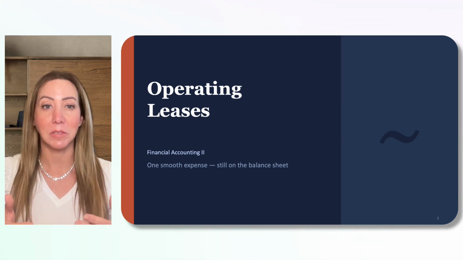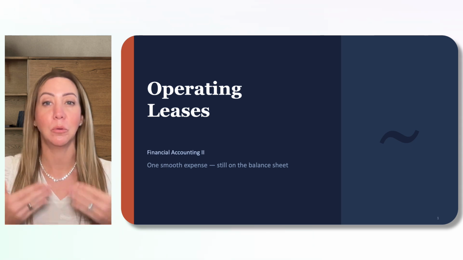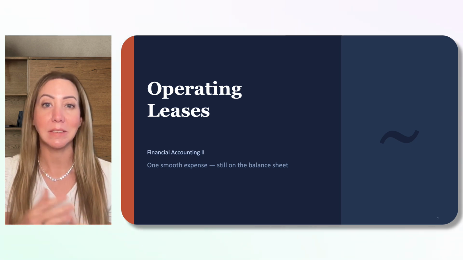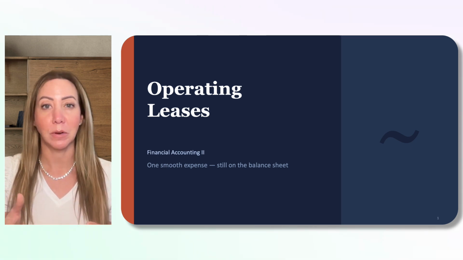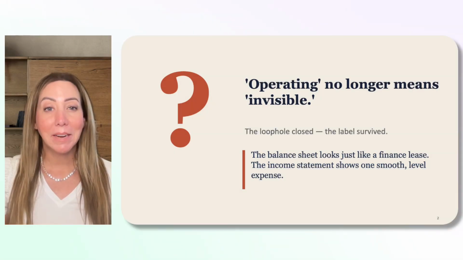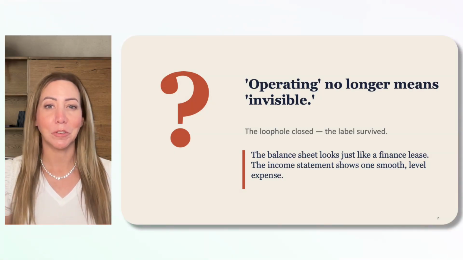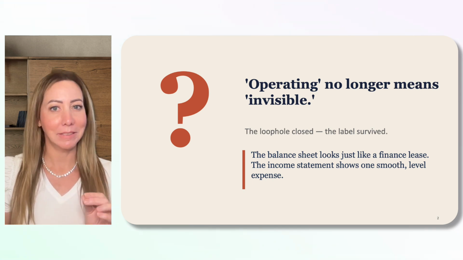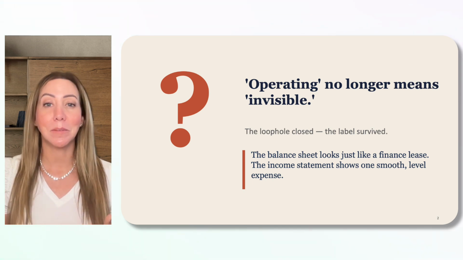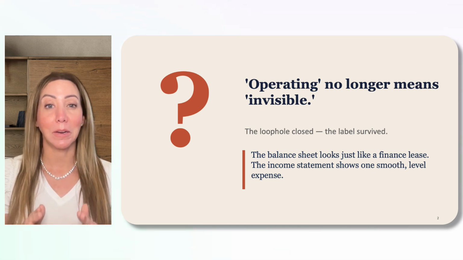We want the income statement to show one smooth, level rent expense, while the balance sheet still tells the truth about the lease transaction. Now, if you've been paying attention to the story of this chapter, the phrase operating lease should make you a little suspicious. Wasn't the operating lease the villain of the original lesson? The invisible lease? Here's the thing to get straight right away.